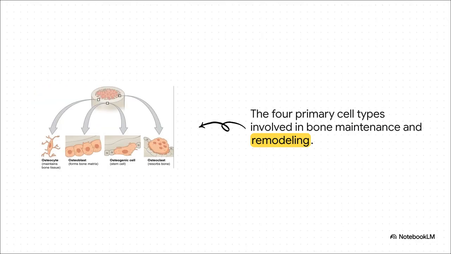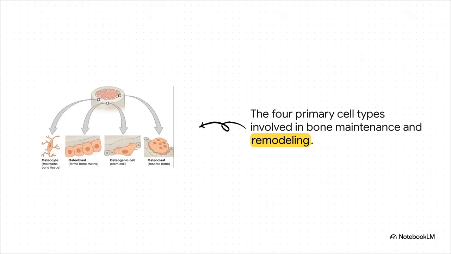Now, let's meet the cast of characters, the key cells that run the show. First, you have the osteogenic cells. Think of these as the bone stem cells. They can become our bone builders. And those builders are called osteoblasts. They are responsible for laying down new bone.